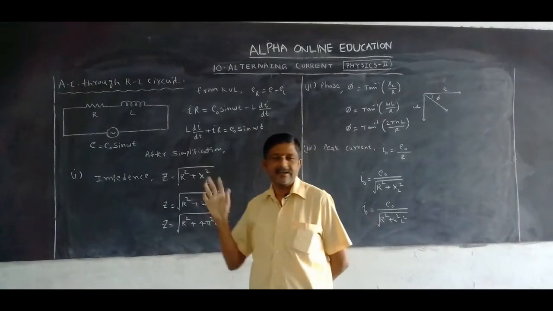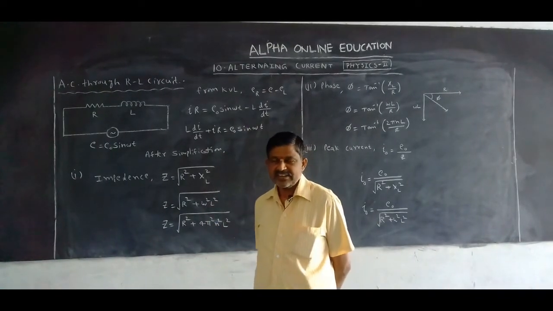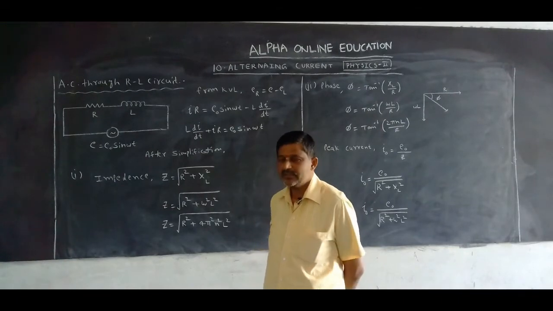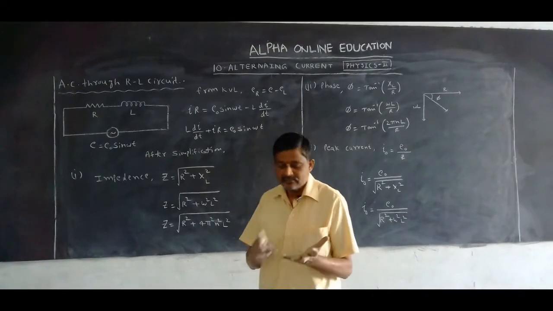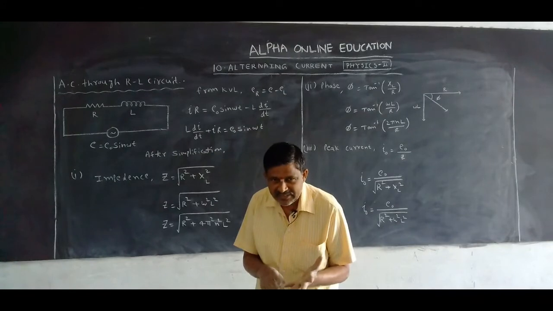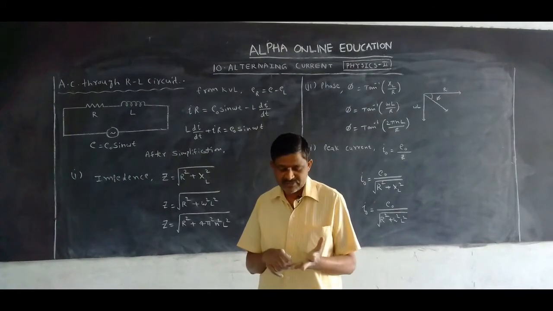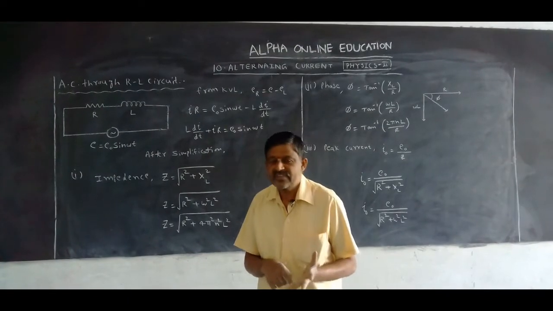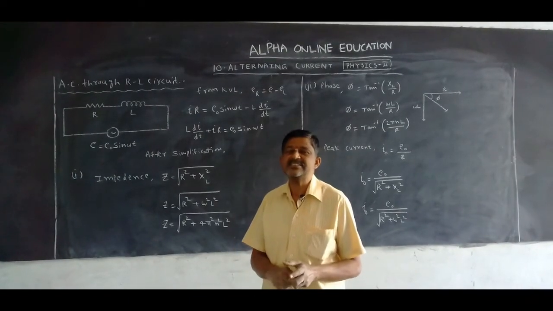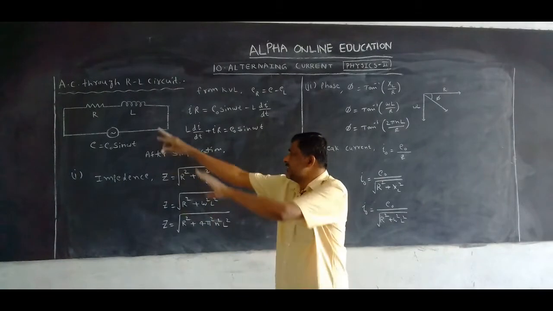The symbol is Z. When the generator is connected to the RL circuit, now we want to calculate the peak current in the RL circuit, the impedance of the RL circuit, and the phase between the AC current and the AC EMF. Okay, take this diagram.